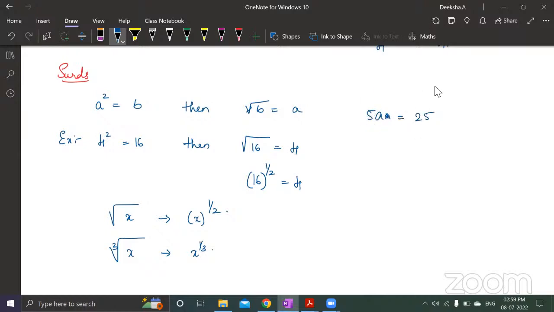Now 5, if you're shifting to the other side, in multiplication it goes to the other side and goes to the division, right? It becomes the denominator. Similar to that, if it is an integer power, it goes to the other side and becomes a fractional power. So 4 square equals 16 can be written as 4 is equal to 16 power half. Power 2 going to the other side becomes 1 by 2.